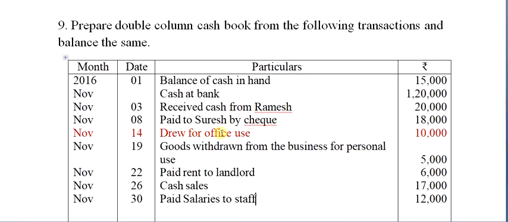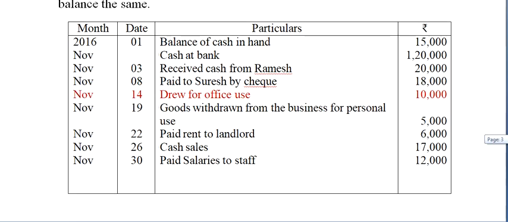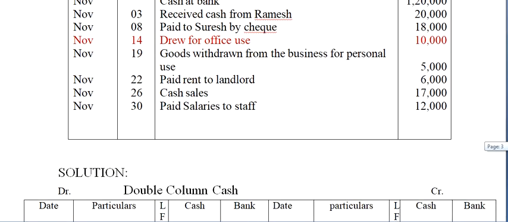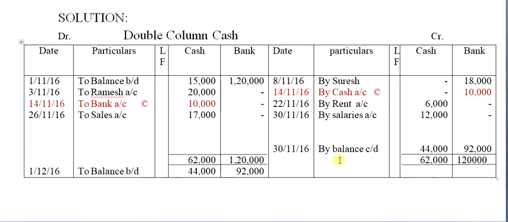Next point, what is given? On November 14th, drew for office use 10,000. When we withdraw for office use from the bank, what happens? Our bank balance decreases, our cash balance increases. On 14th November 2016, what balance is decreasing? 10,000. This is a contra entry which affects both the sides of the double column cash book.